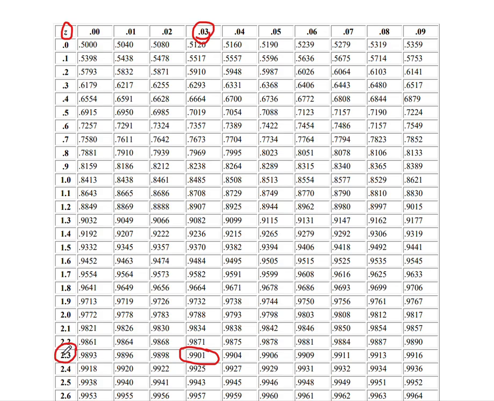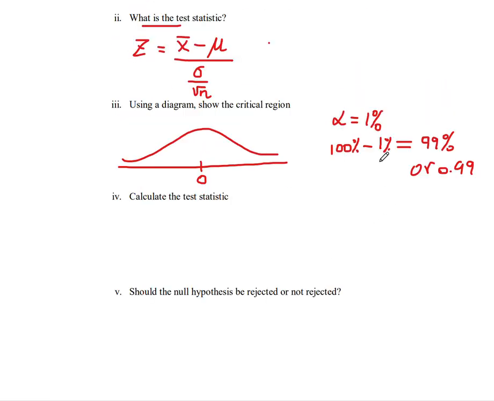So all you need to do is find the column and row reading that corresponds to the probability value you're searching for in the body of the table. So this will be 2.33. Our critical value is 2.33. I'm just going to write a simple note here to say therefore Z alpha is equal to 2.33, and that's my critical value.